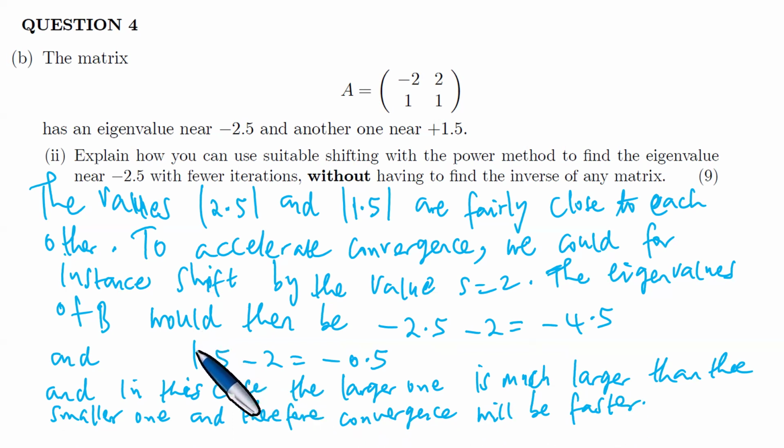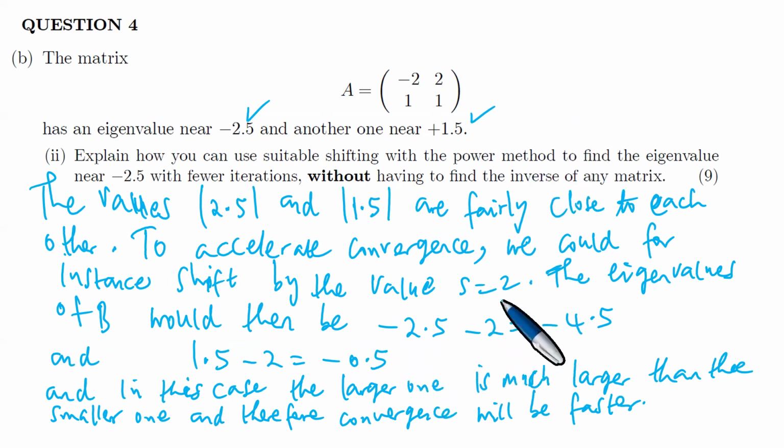The values, okay, we actually mentioned the following, that because we had minus 2.5 as an eigenvalue and also the eigenvalue plus 1.5, and we're taking their absolute values, we're then saying the magnitude of 2.5 and 1.5 are fairly close to each other. So we recognize them as being fairly close to each other. To accelerate convergence, we could, for instance, shift by the value 2. So the eigenvalues of B would then be minus 2.5 minus 2.